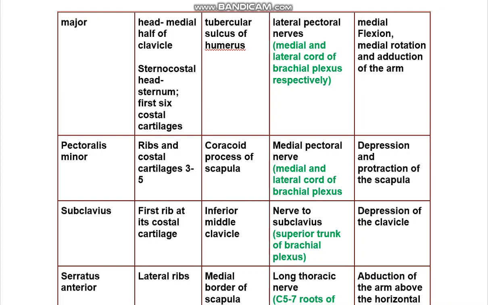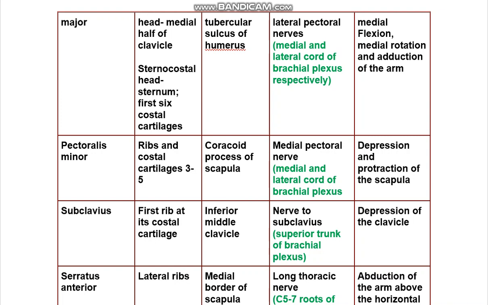Now, the subclavius is another of these muscles attaching the upper extremity to the axial skeleton. The subclavius is attached at the first rib at its costal cartilage, and the subclavius is also attached at the inferior middle clavicle. So the subclavius is going to be innervated by the nerve to the subclavius, and that will be a part of the superior trunk of the brachial plexus. And the subclavius is going to depress the clavicle.